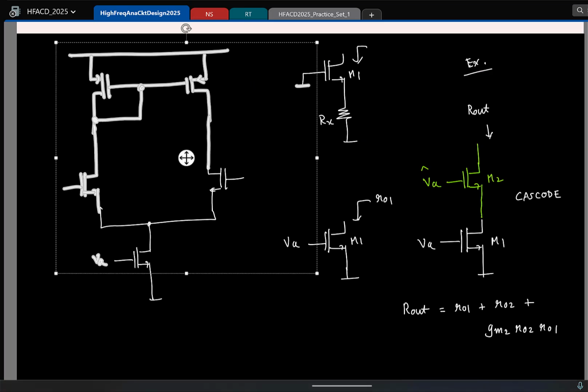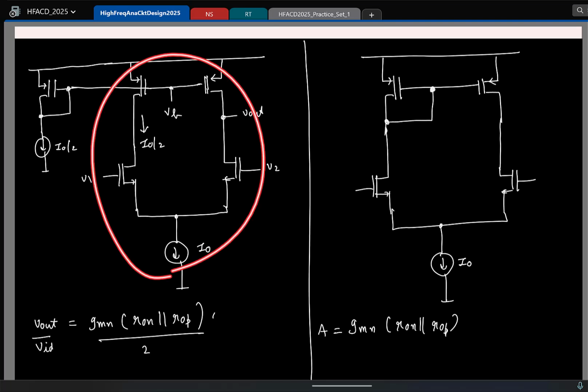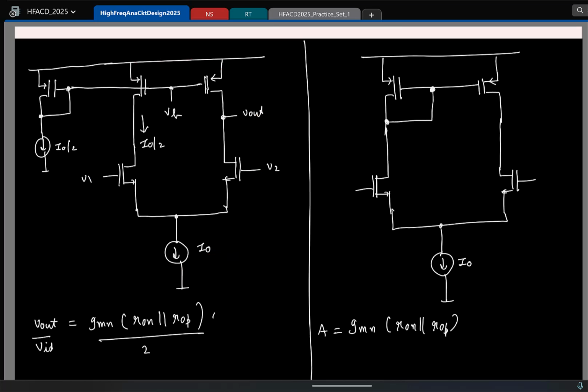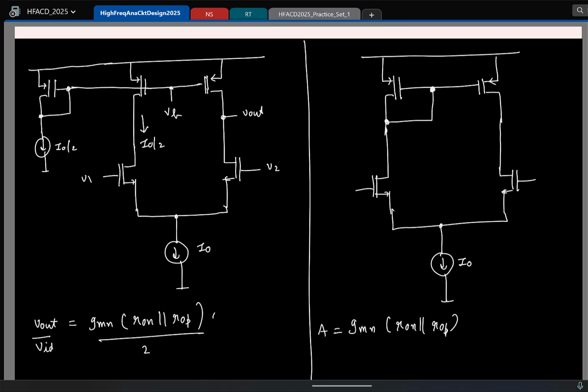So the overall gain of this circuit was GM times R0 of the NMOS in parallel to R0 of the PMOS. And as we see, compared to this earlier circuit, the gain is basically increased by a factor of 2. That should not be surprising, because in the earlier diff amp we had small signal currents flowing in both the branches, but we only tap the output from the right side branch, which means we are not making use of the small signal current flowing in the left side branch, right?